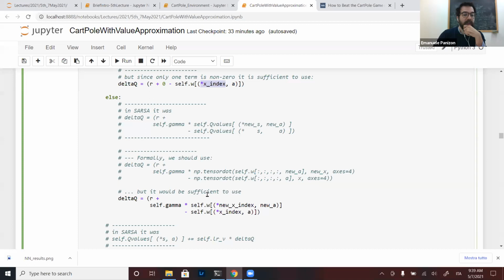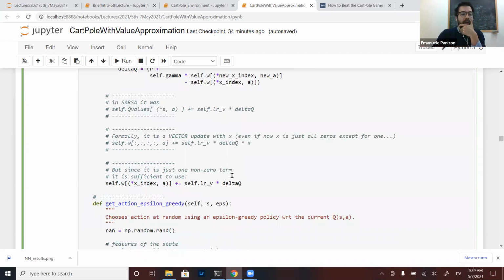If the episode is not done, then you have the basic thing. You used to have R plus gamma Q values in the new state, new action. Now I have R plus gamma W of new X, new action, minus W of X, action, and you used to have minus Q values of S and A. Okay, so same thing as before, but instead of working in S, I work in this state aggregated space.